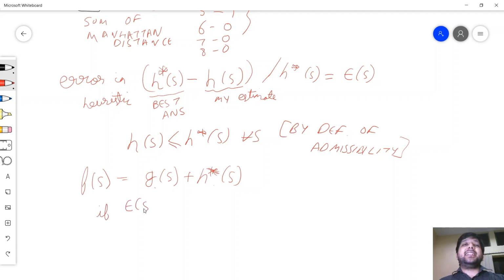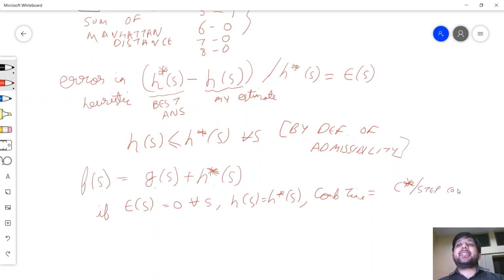So if epsilon(S), which is error, is equal to 0 for all S, meaning H(S) is equal to H star(S), the computation time is C star divided by step cost. Last time we took epsilon here, but of course I've reused epsilon, so let me just say step cost. And that's the least time that you can get. You're just traversing the path. So why don't I do that?